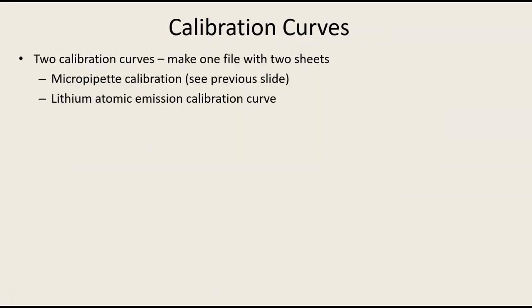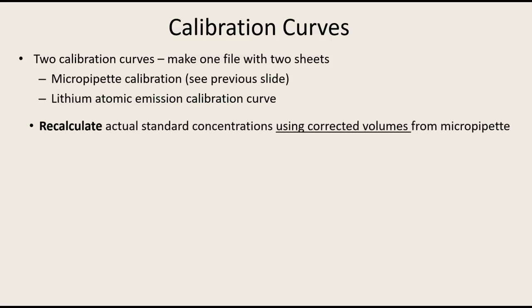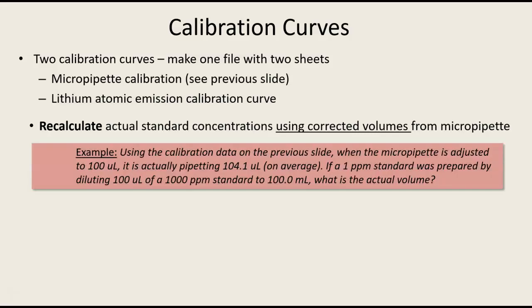So we're making 2 calibration curves. First one for the micropipette, as we just mentioned, and then you'll be making a second calibration curve that's actually for your unknown, for your lithium atomic emission. And so you'll want to recalculate your actual standard concentrations using the corrected volumes from the micropipette. And so, for example, using the calibration data on the previous slide, when the micropipette is adjusted to 100 microliters, it's actually pipetting 104.1 microliters on the average.